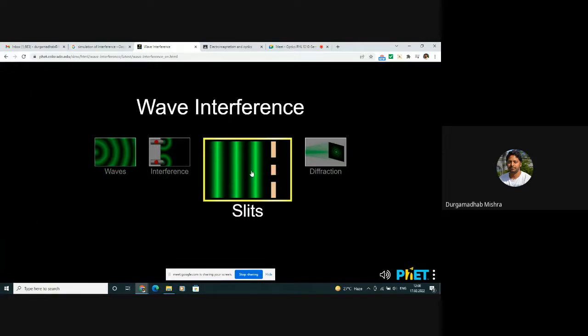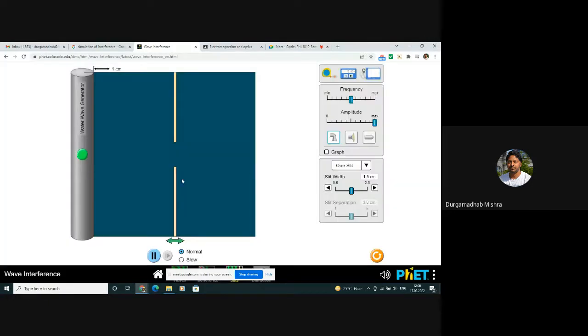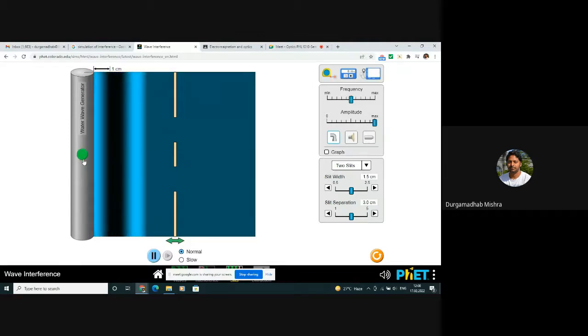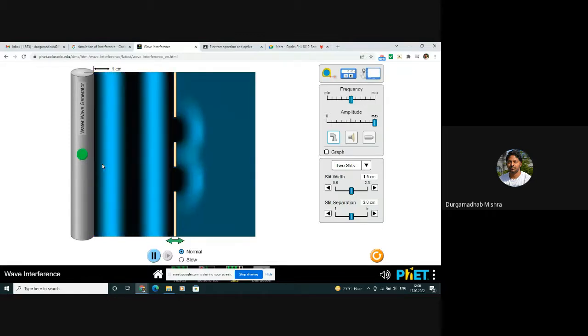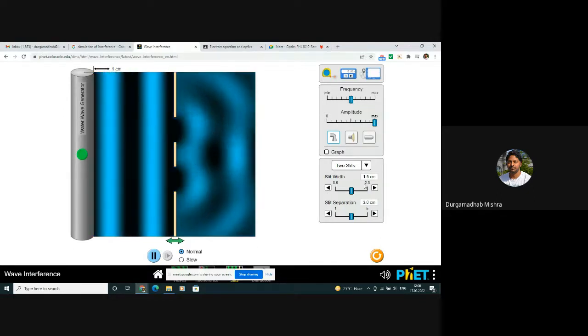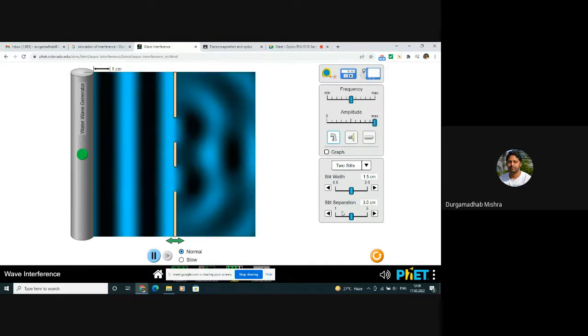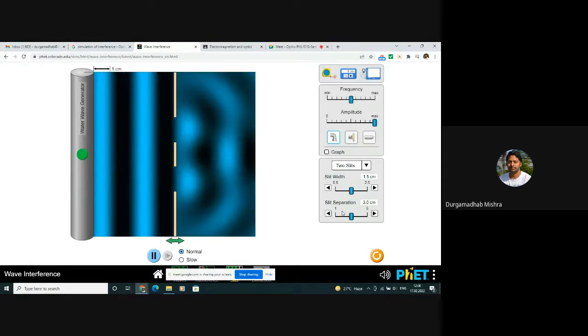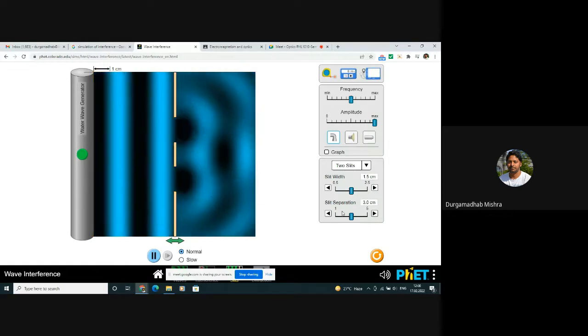You can now, for example, choose slits, and here is a single slit. You can choose here in the right hand panel. If you click here, you can choose one slit or two slits. Then again you can generate the wave. This is a plane wave coming out, and you will have an interference pattern. You can then change the slit width and slit separation. So many things you can do. Have a look at it. It is very useful.